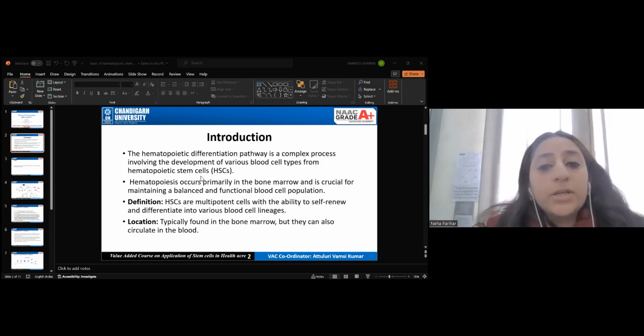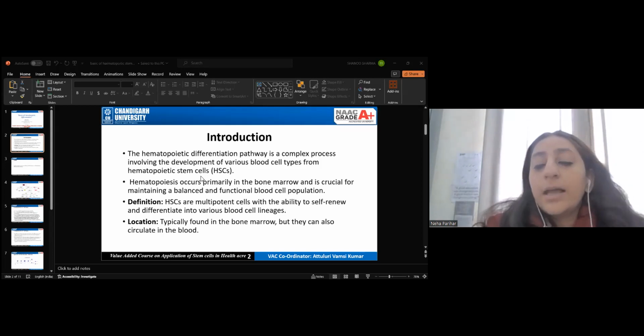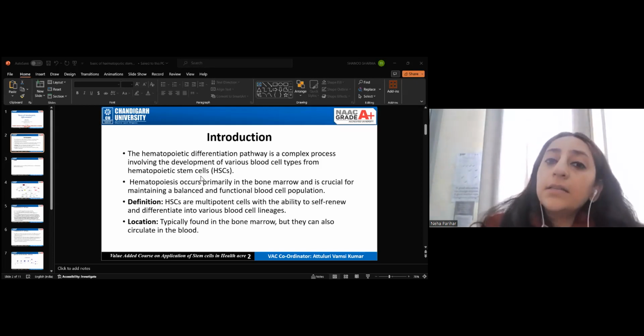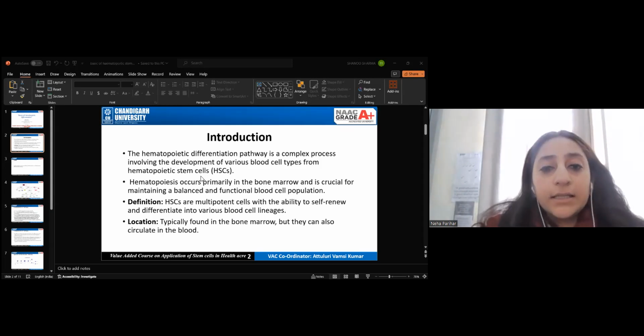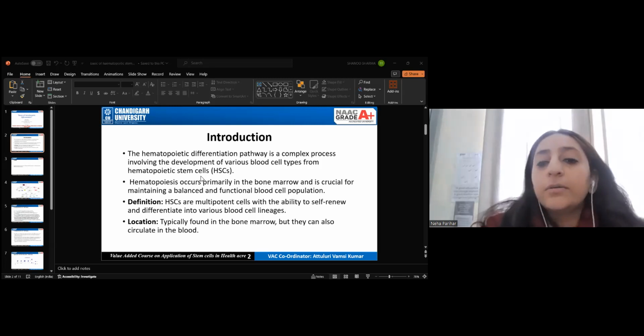The multipotent stem cells, also known as hematopoietic stem cells, can extend into the lymphoid series and myeloid series. In the lymphoid series, these cells can give rise to the lymphocytes, and the lymphocytes can give rise to the B cells and T cells, and also the natural killer cells, as you earlier studied in your classes.